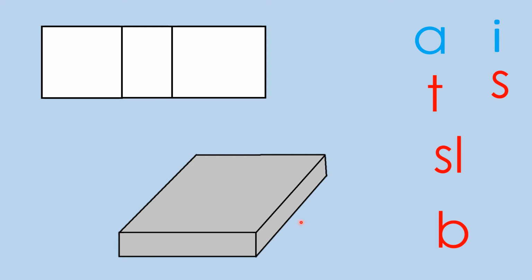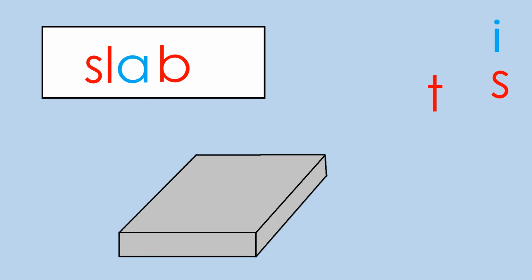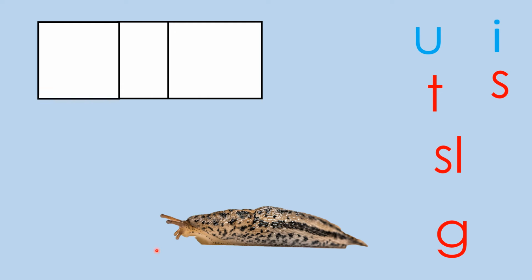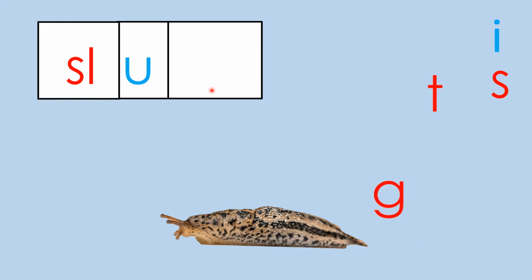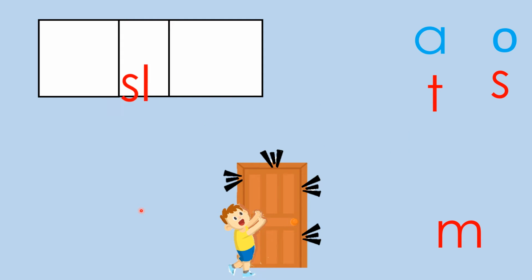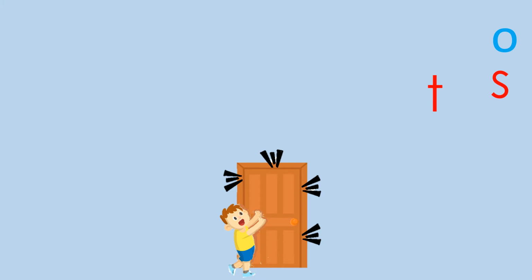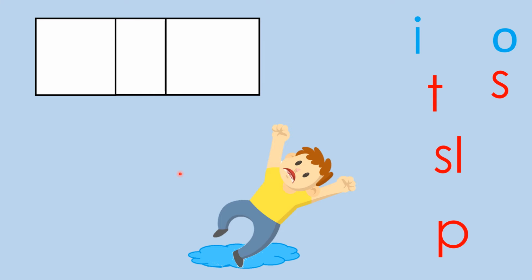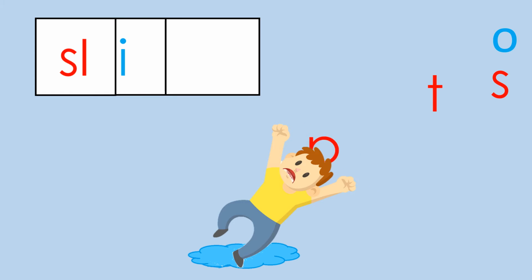Now let's build word using sl. Slab. Slab. Slug. Slug. Slam. Slam. Slip. Slip.